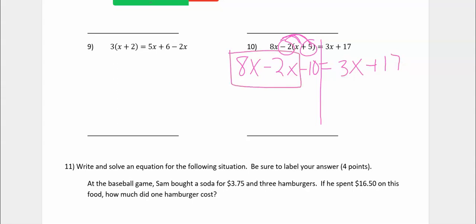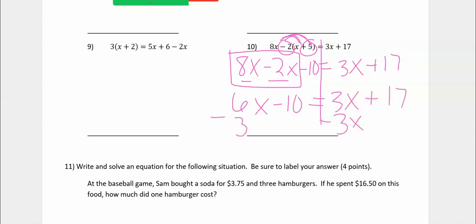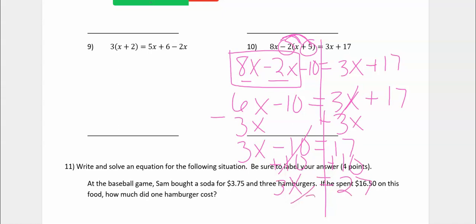Then I'm going to combine like terms. Those x's are on the same side. Just do it like it looks. 8 minus 2 is 6x minus 10 equals 3x plus 17. And then I'm going to subtract 3x from both sides. So 3x minus 10 equals 17. Oops, running into the other problem here. Oh well. Add your 10 over. 3x equals 27. And then last step is divide by 3, which comes out nicely. x is 9.